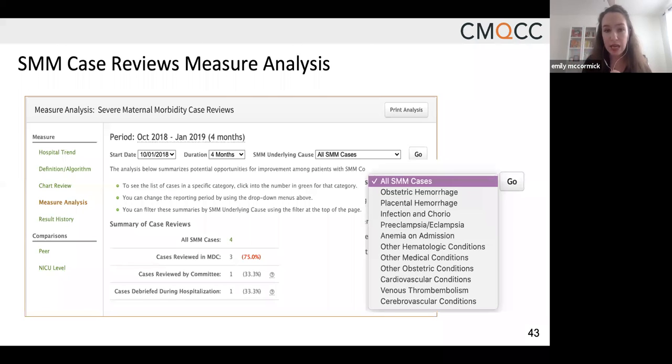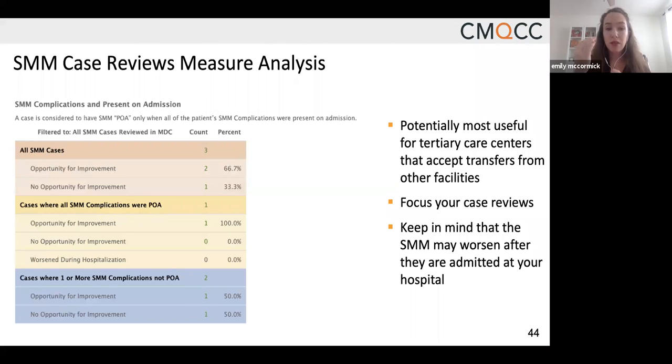If you continue to scroll down the measure analysis screen, you will next see a table that shows SMM complications based on present on admission status. So this is potentially most helpful for those tertiary care centers or the referral centers that are accepting patients from other facilities that may be a ways down the SMM path already by the time they hit your doors. So this is a good way to focus your case review process. So all of these numbers are hyperlinked, so you could go in and click this and view a list of those patients. And so we're sorting it based on whether the complications were present on admission or not.